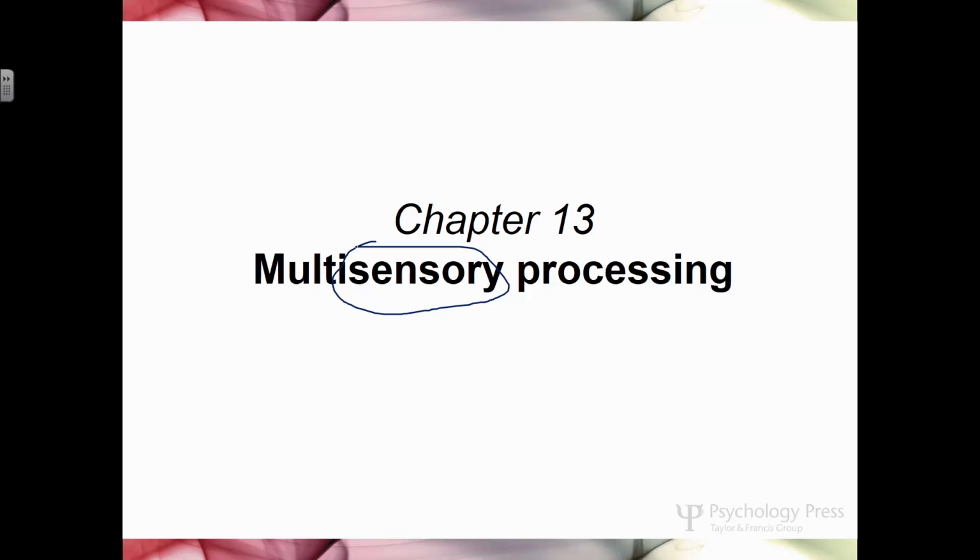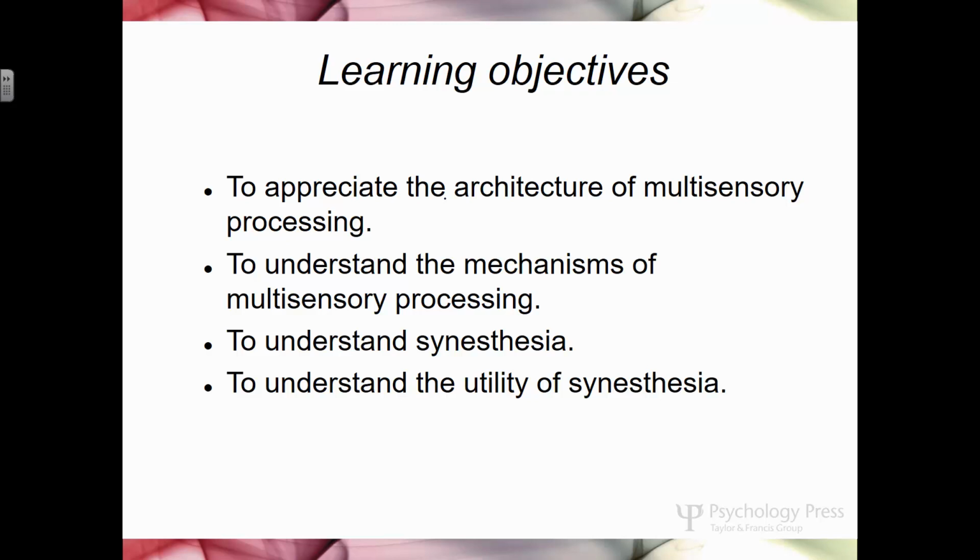What I'd like to do now is talk about things that are going across one sensory system to the other. Okay? So we want to think about that architecture, multisensory processing. Think about some of the mechanisms. We're going to talk about synesthesia kind of at the end of this. I hope some of you find that entertaining. And we'll talk about the utility of synesthesia. And we may even visit one of the greatest news sites of all time, The Onion.